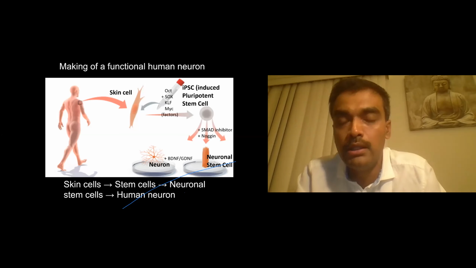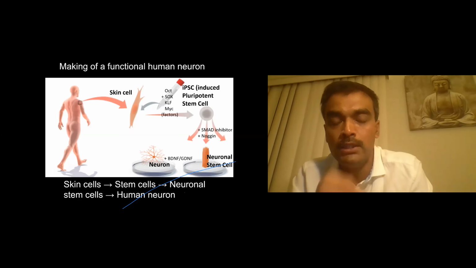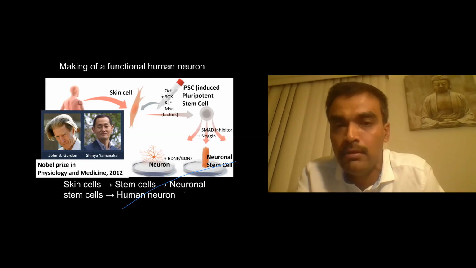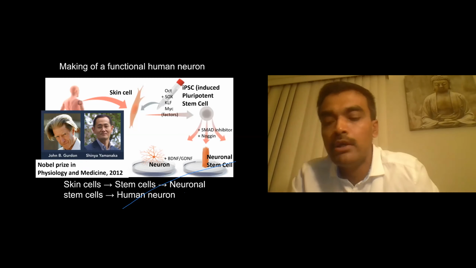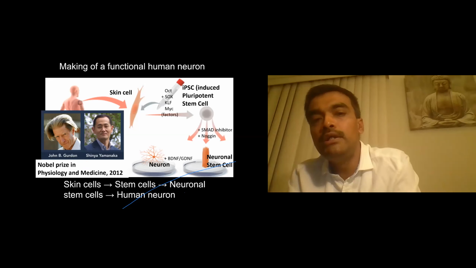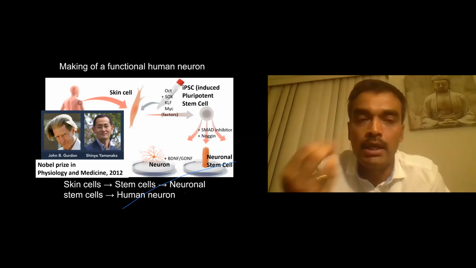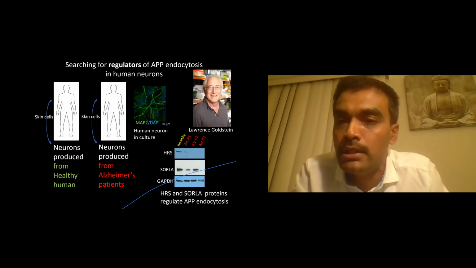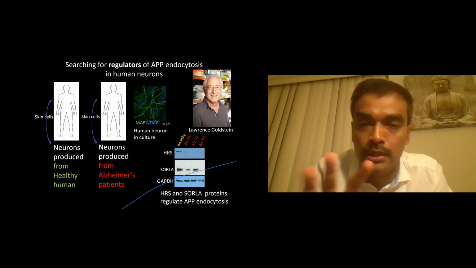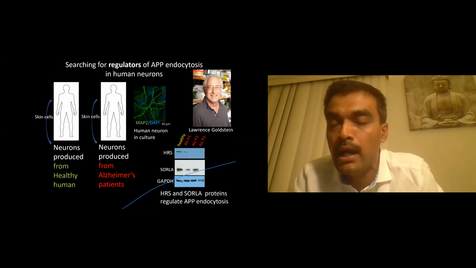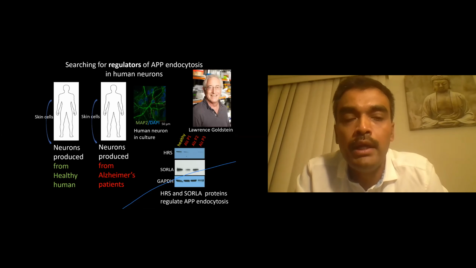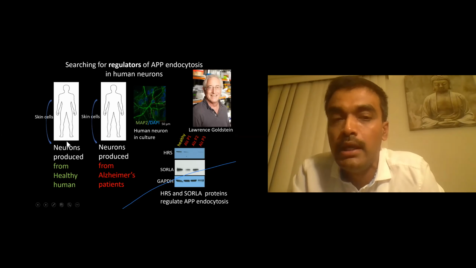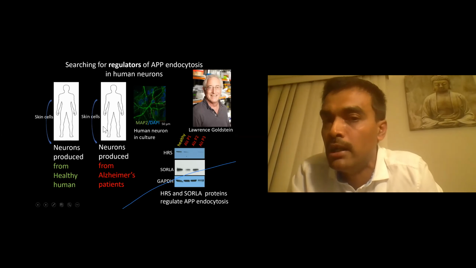It looks very simple, and Shinya Yamanaka and Gurdon got the Nobel Prize in 2012 for discovering this particular pathway. So I wanted to use human neurons and study what I was studying. Luckily, in our university, Larry Goldstein is here, who is a pioneer of stem cells and neuron development. I collaborated with him. I took skin cells from a normal healthy person and skin cells from an Alzheimer's patient.